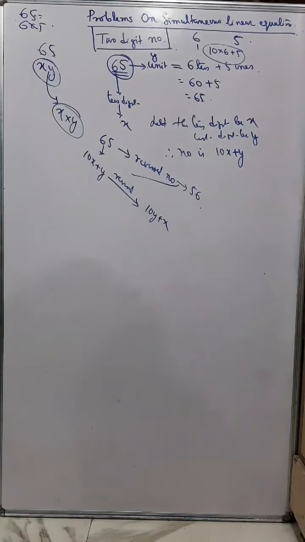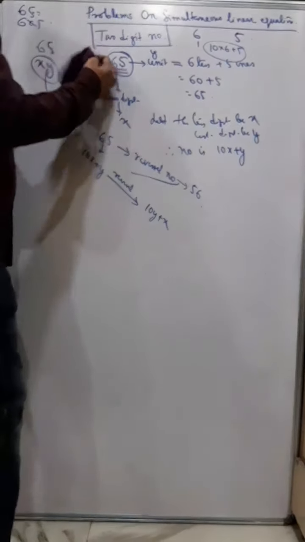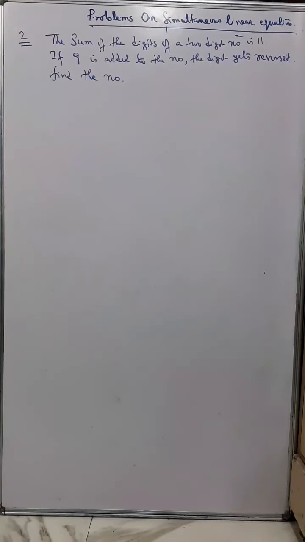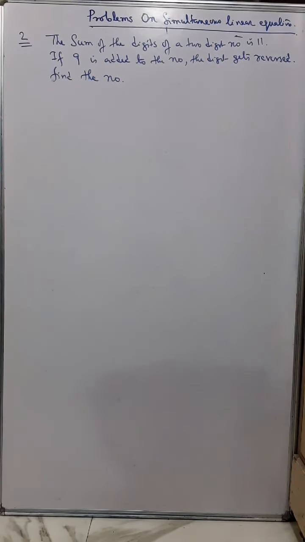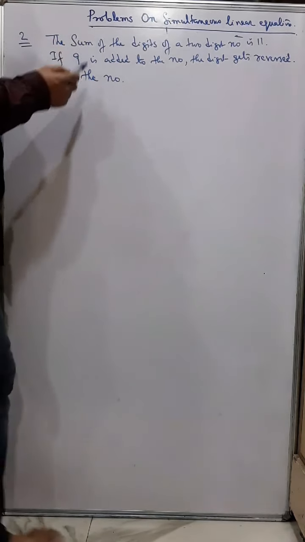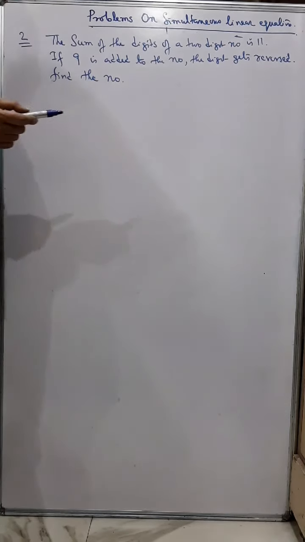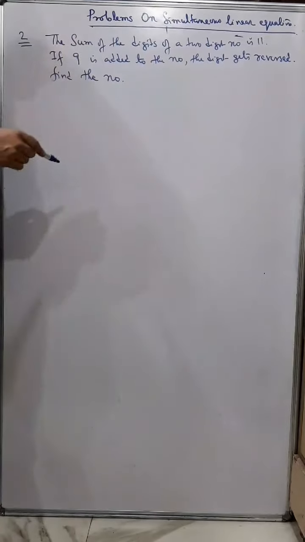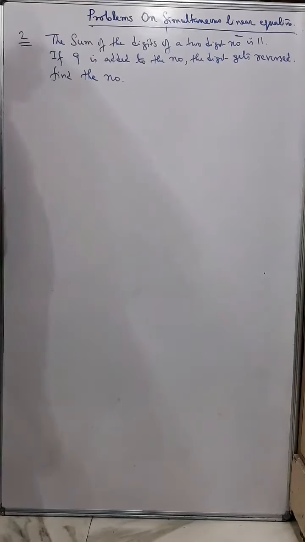Okay. Now with this reference I will show you an example of how a question can be formed. Now see this. Here they told the sum of the digits of a 2-digit number is 11. And if 9 is added to the number, the original number, the digits get reversed. Find the number.